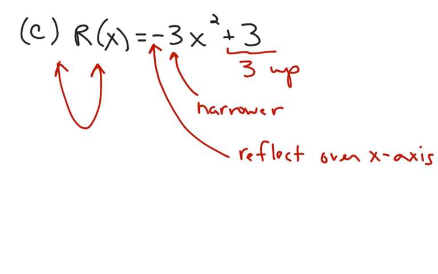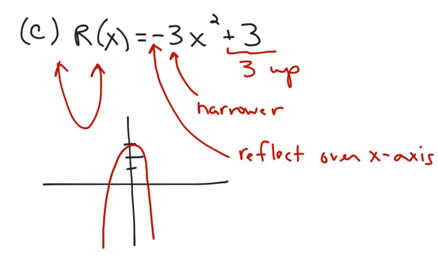So if I look at a basic sketch of this graph, let's see, 1, 2, 3, and it would be narrower, and it would be reflected. So it would look something like this.